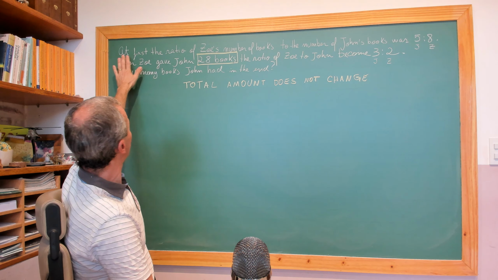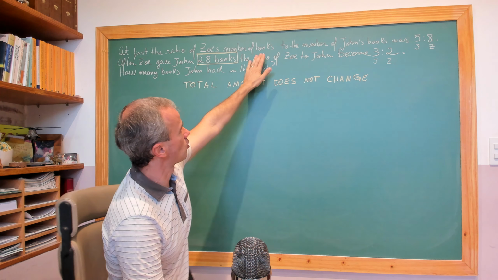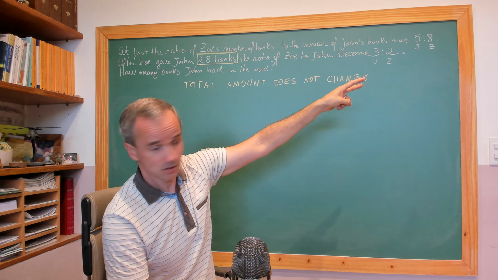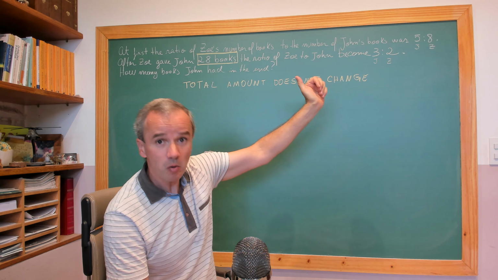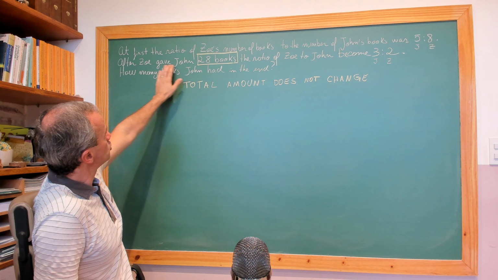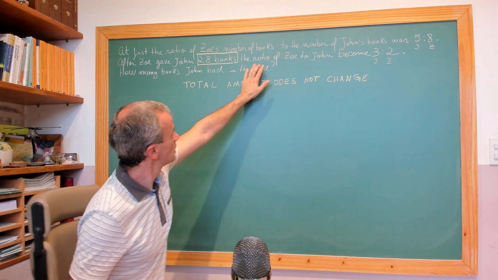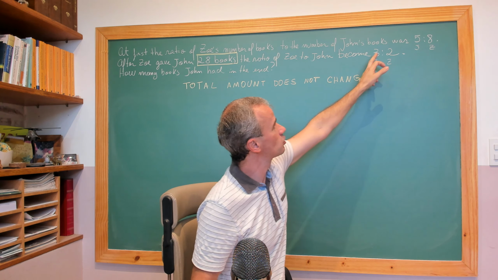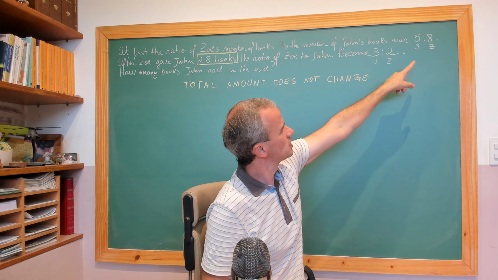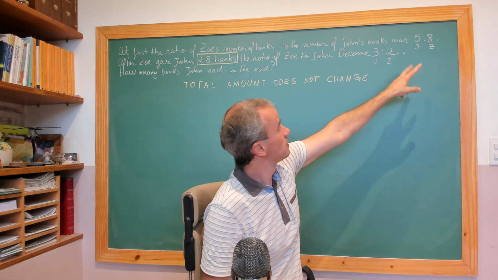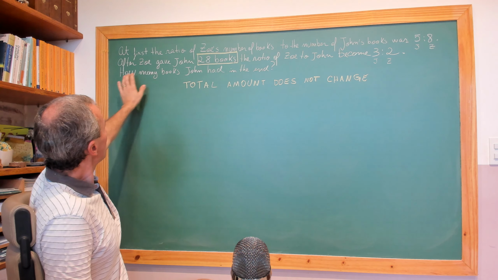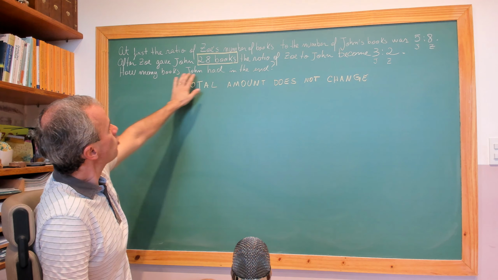So the problem is this. At first, the ratio of Zoe's number of books to the number of John's books was 5 to 8. So Zoe has more books than John. Then, what's going to happen? Zoe is going to give John 28 books in such a way that the ratio now is going to be 3 to 2, John to Zoe. So can you see, at first, Zoe had more books. Then, at the end, Zoe has less books. And I want to know how many books John has in the end.